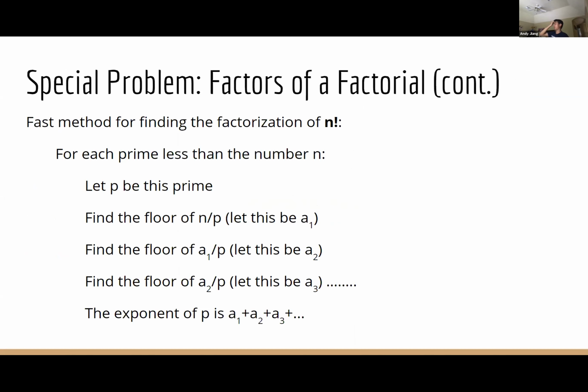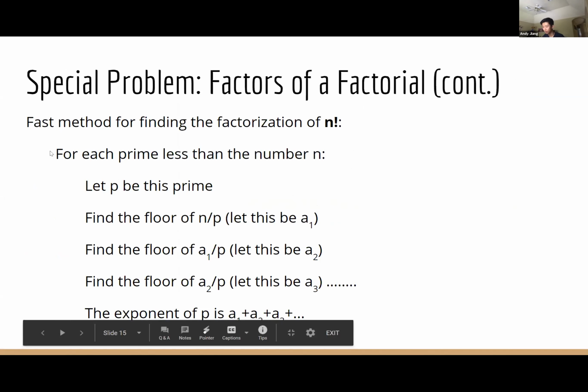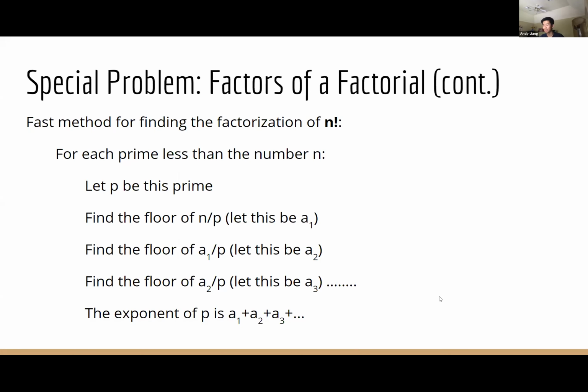Okay. So here's the method, and it's everything from this line downwards. I kind of wrote this like a for loop. So for each prime less than the number n, let's just call this prime p. And then first we find the floor of n over p.